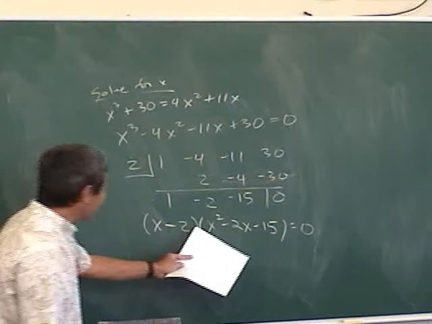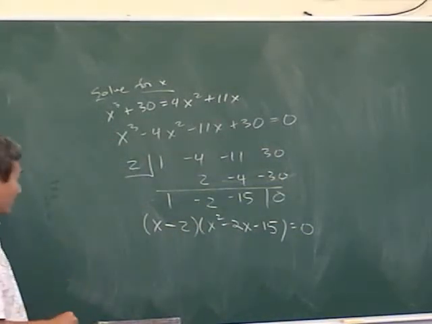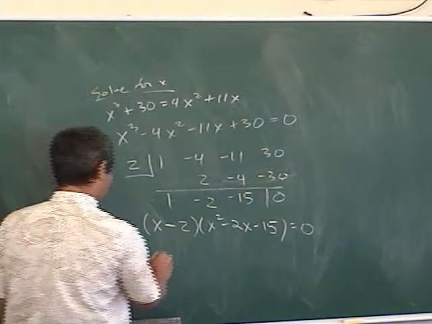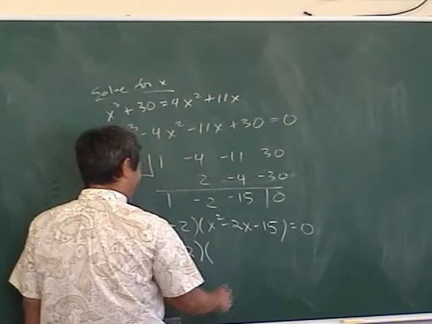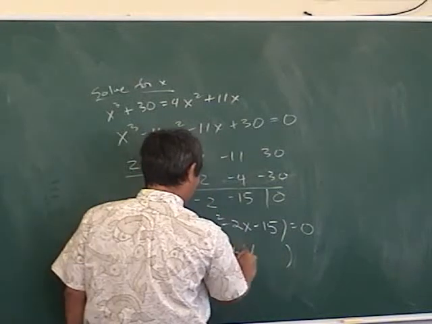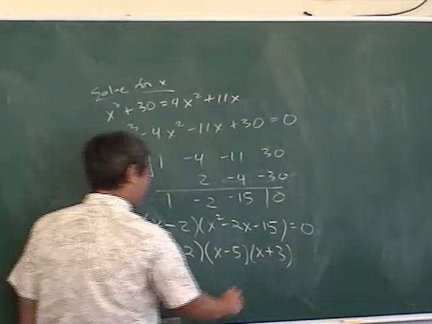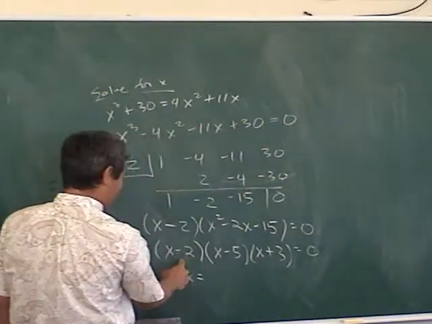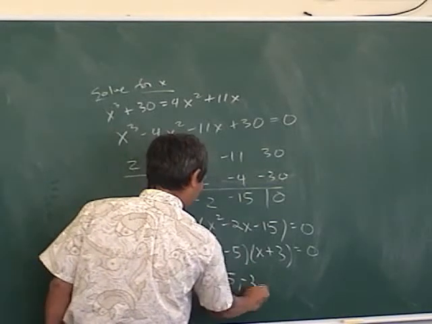And once you get it down to that second power there, you either factor it some more or use the quadratic formula. I think only one problem tonight I made you do the quadratic formula. Come on, stop whining. So how do I factor this one? x minus 5, x plus 3. Is that correct? Yeah. Of course, I'm the teacher. So tell me, what are my 3 answers? x equals 2, x equals 5, or x equals negative 3.